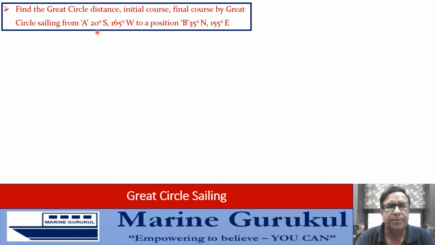D-lat from A to B, 20 degrees south to 35 degrees north. Obviously D-lat is north, so B would be north of A. Now D long, the shorter arc from 165 degrees west to 155 degrees east, we know would be in the westerly direction. That means it shall be 40 degrees west. D long from A to B, if you have any doubts, you can write in your rough notebook and calculate.